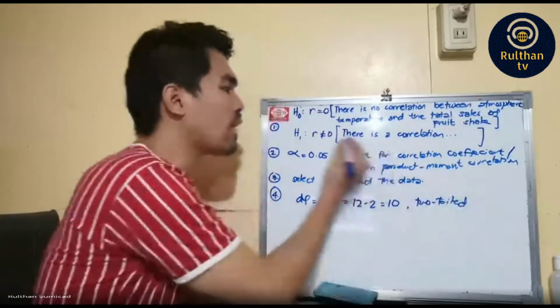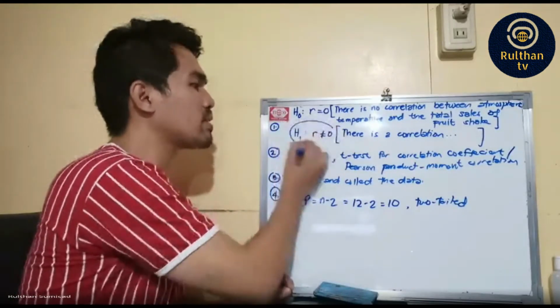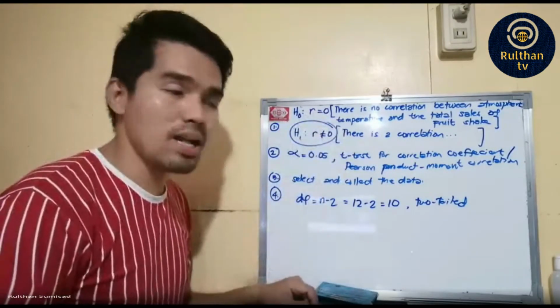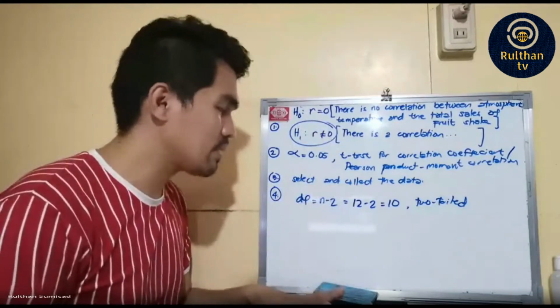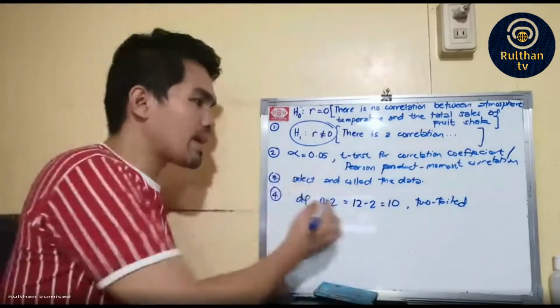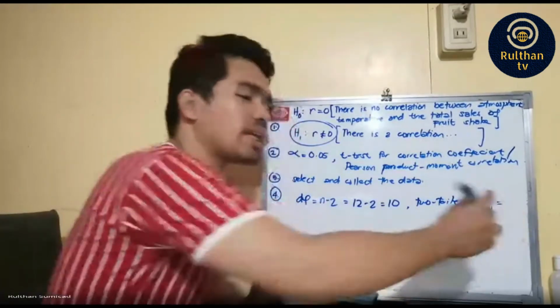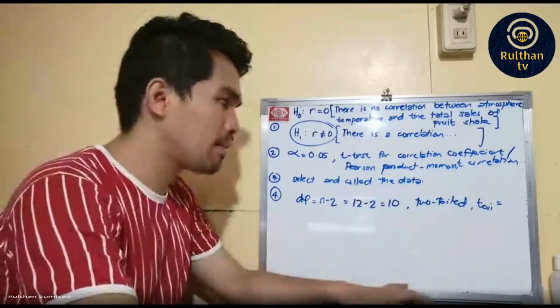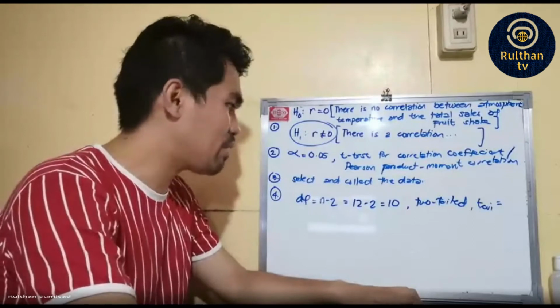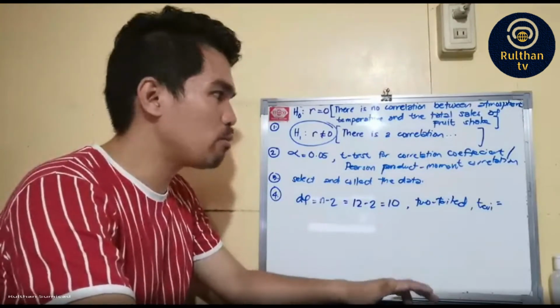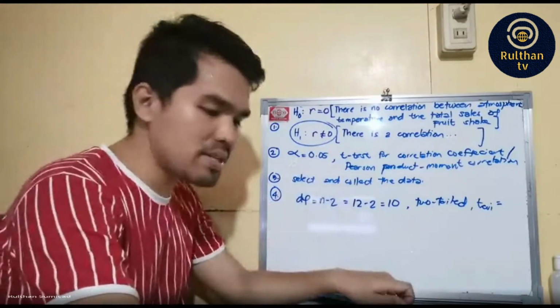It's clear it's two-tailed, because our alternative hypothesis is actually non-directional. So we have a two-tailed test. With this, let's identify our T critical. What is the T critical using your T distribution? Go ahead. Our degree of freedom is 10, two-tailed, and with alpha 0.05. What is the T critical?